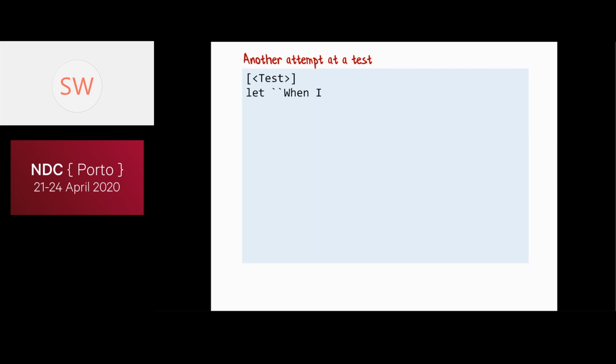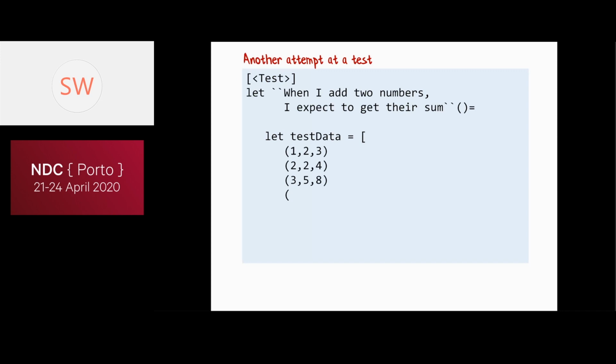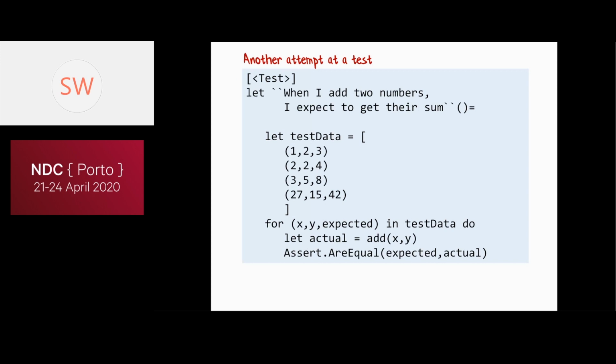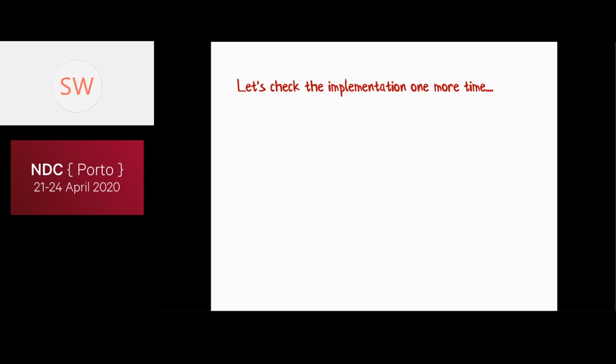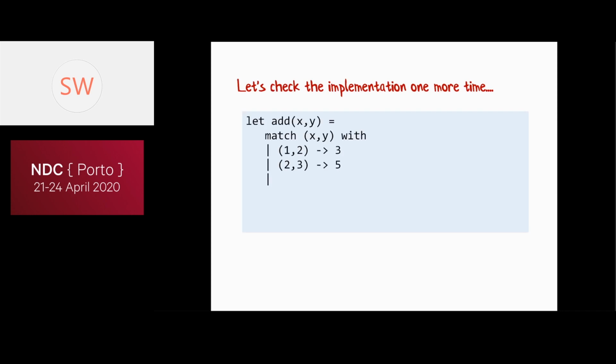Okay, so I thought, well, let me just try and make it more complicated. I'm going to have a whole array of test data, and for each answer in the array, I'm going to see if the actual answer matches the expected answer. And that passed. And I had a look at the implementation again, and of course, you can guess what he did. Basically, every possible thing that was in the input was hard-coded. So we have a problem. Houston, we have a problem here.